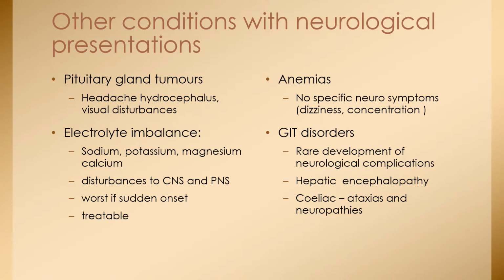Gastrointestinal disorders are pretty rare in terms of neurological complications, but sometimes a hepatic or liver disease can cause an encephalopathy, or even celiac disease can cause a kind of ataxia and a neuropathy. So they're pretty unusual, but just bear in mind that it's all connected. If any part of the body is affected by illness or infection, it is possible the nervous system will also present with some kind of disorder.